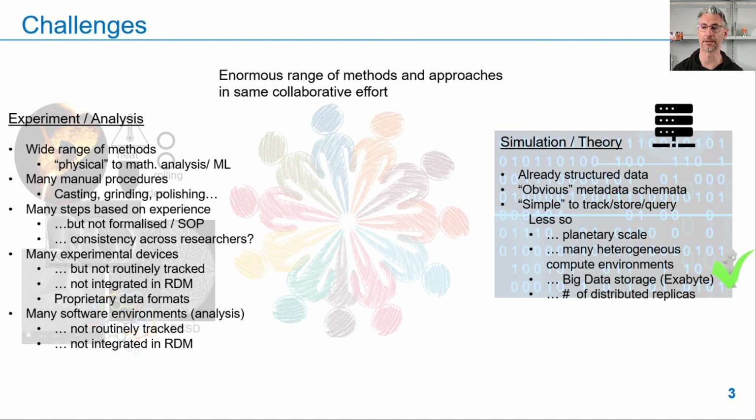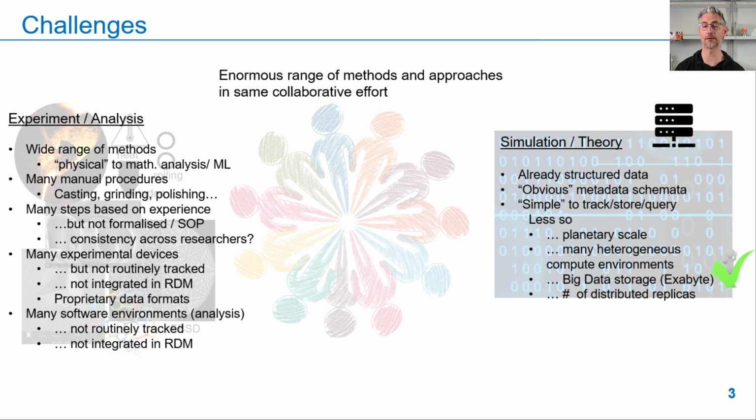So our challenges are quite manifold. We have an enormous range of methods and approaches in the same collaborative effort. On the theory and simulation side, we already deal with structured data, and this structure sort of leads itself to an obvious metadata schema. This makes it, well, not simple, but in turn we have already an approach on how to track and store and query the data. Of course, that becomes more challenging if we do it on a large scale and have many heterogeneous compute environments or big data. Also, this needs to be integrated with all the other data that we have, and this brings us to experiment and analysis.